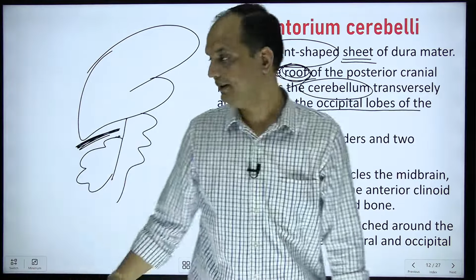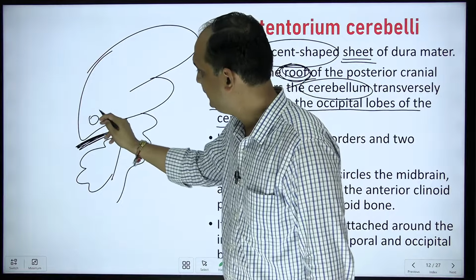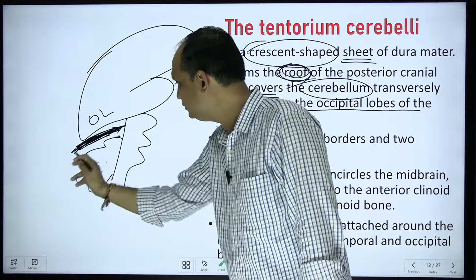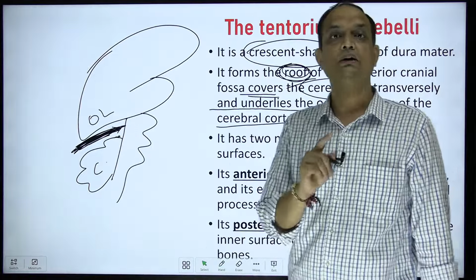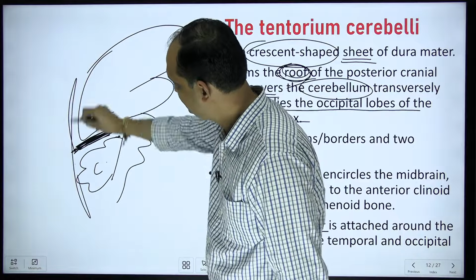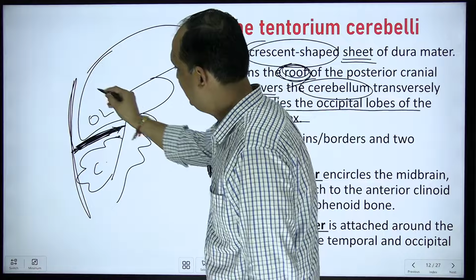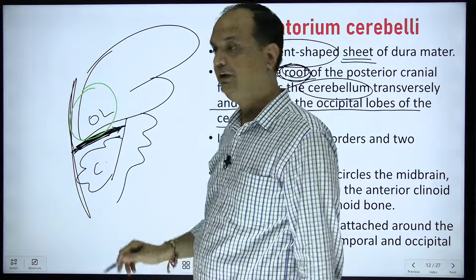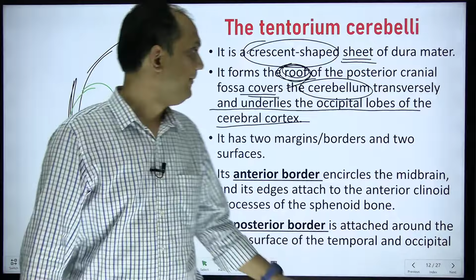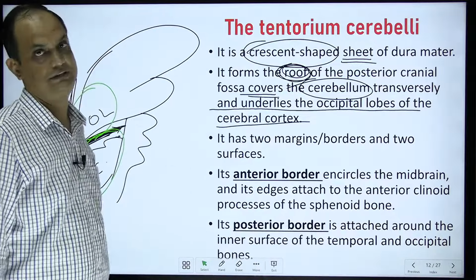Now there is a gap. This horizontal gap that is present between the occipital lobe and cerebellum is the area where you have this horizontally placed Tentorium Cerebelli. And this Tentorium Cerebelli divides this area into two parts. One is above, known as supratentorial. One is below, known as infratentorial compartments. It has two margins or borders and two surfaces.